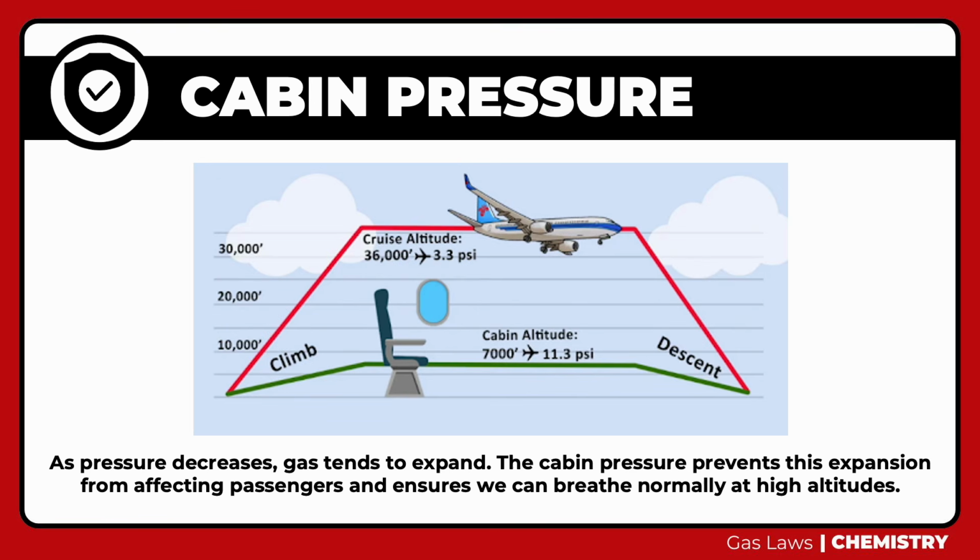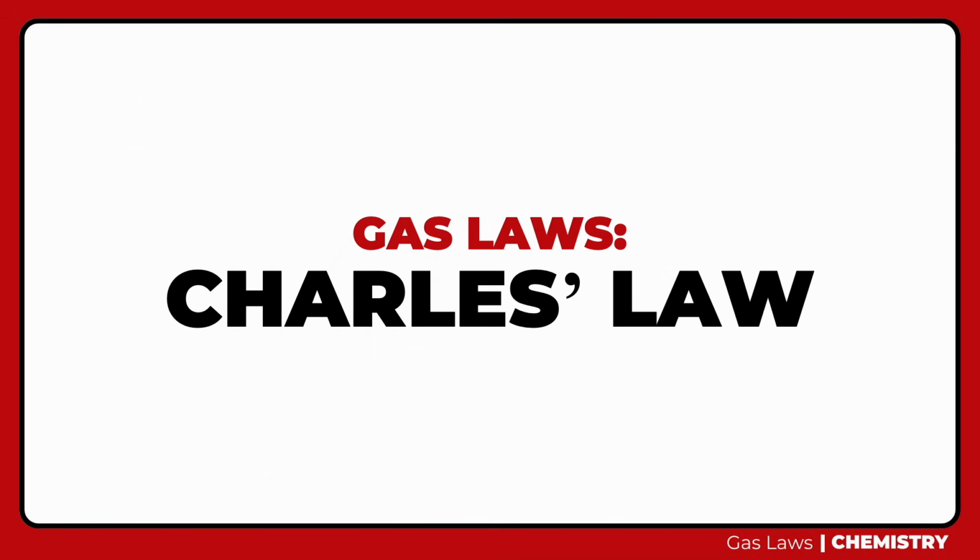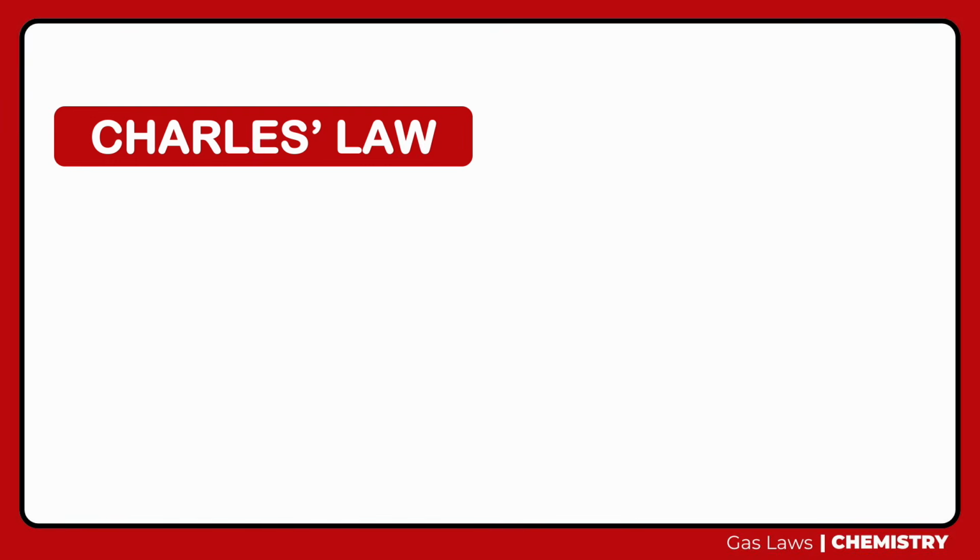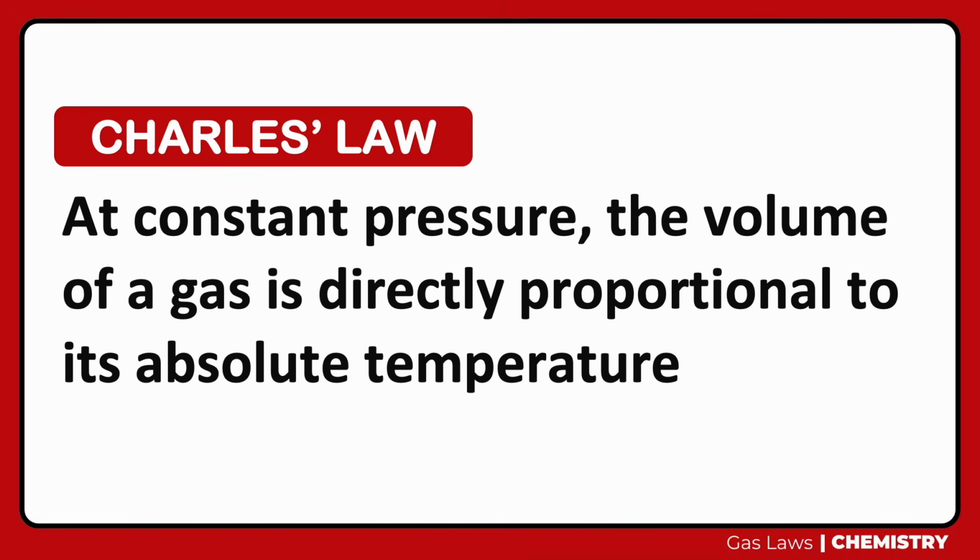Now that we have seen how pressure and volume are related when temperature is constant, let's explore what happens when pressure is constant instead. This brings us to Charles' law. Charles' law states that the volume of a gas is directly proportional to its absolute temperature as long as the pressure remains constant. In simple terms, when a gas is heated, it expands. When it cools, it contracts.